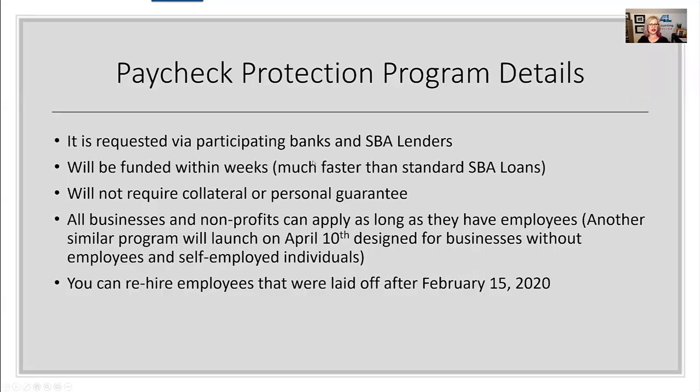So you must go through your bank or an SBA lender, and then once the application is approved, it's a very fast-tracked process, and so you're going to be able to get your money faster than if you went through the standard SBA loan funding. There is no personal collateral or guarantor on these loans. Unusual.